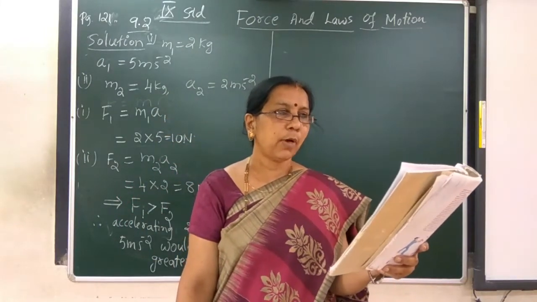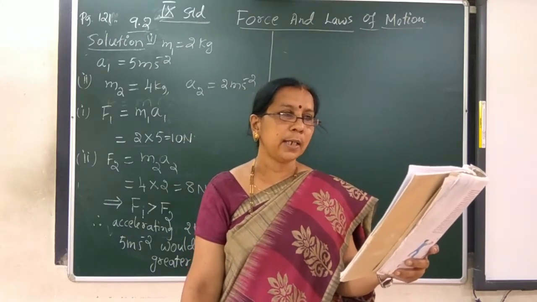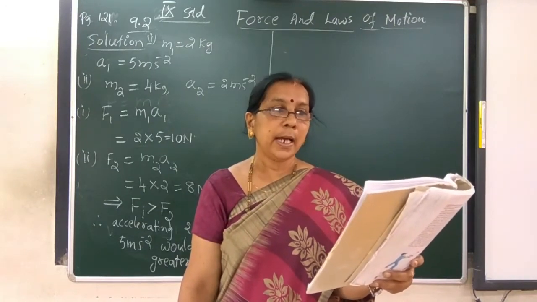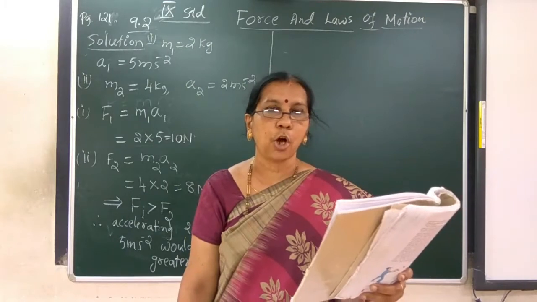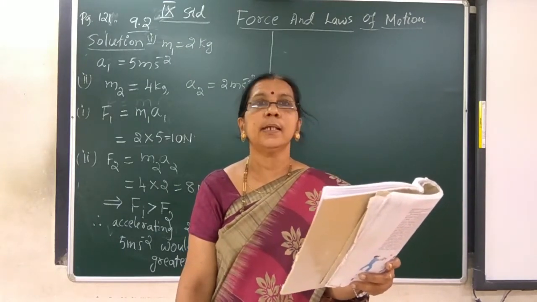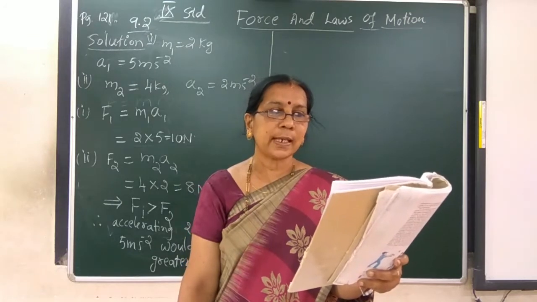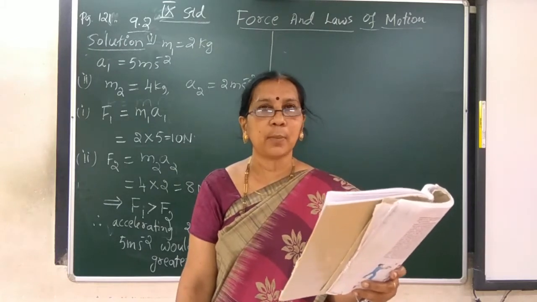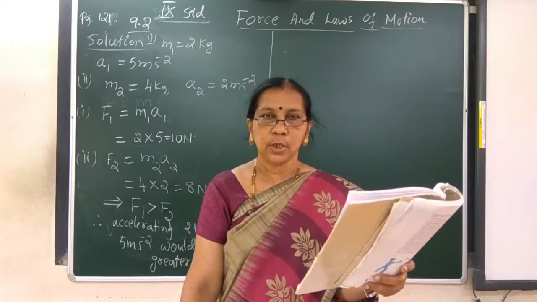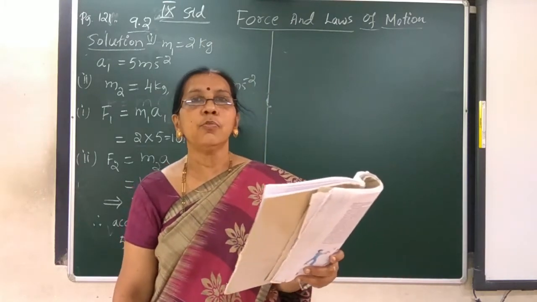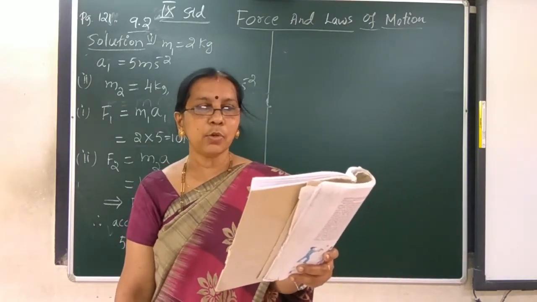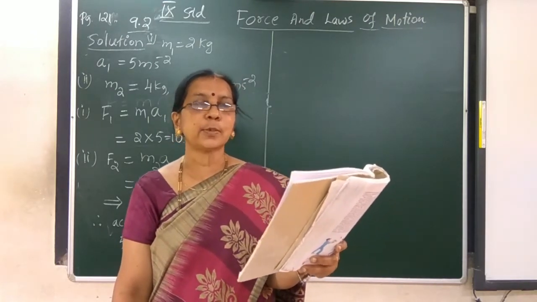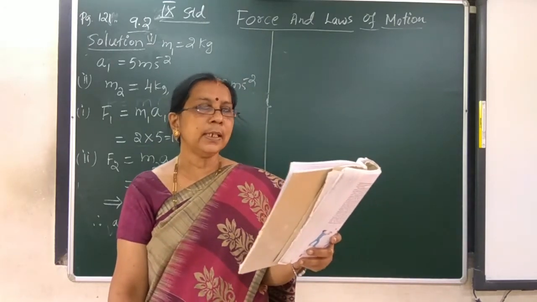See page 121, 9.3. A motor car is moving with a velocity of 108 km per hour and it takes 4 seconds to stop after the brakes are applied. Calculate the force exerted by the brakes on the motor car if its mass along with the passengers is 1000 kg. So what is asked? You have to calculate the force exerted by the brakes on the motor car. Mass is given, the mass of the car along with its passengers, 1000 kg.